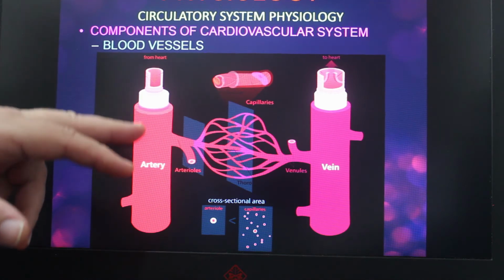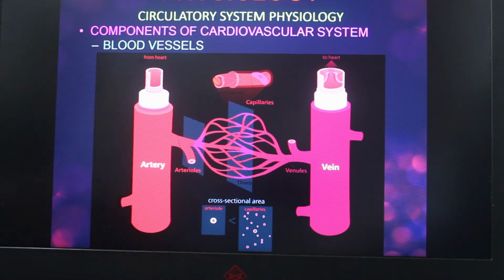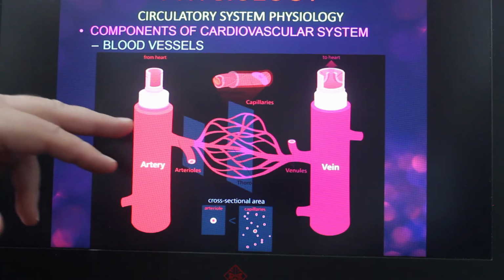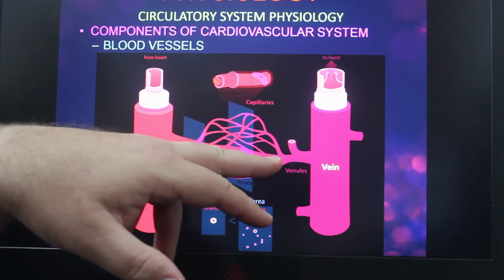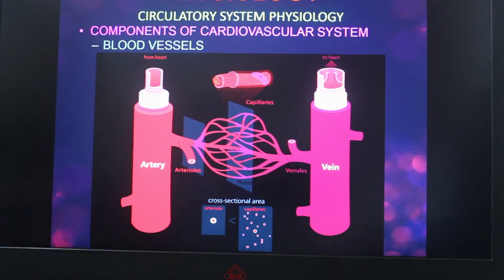So the arteries mainly take the blood away from the heart towards the tissues, and they pass through the capillaries. The blood enters into the veins, and the veins usually carry the blood towards the heart.